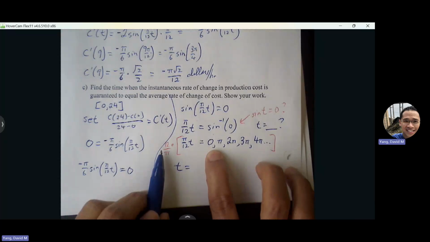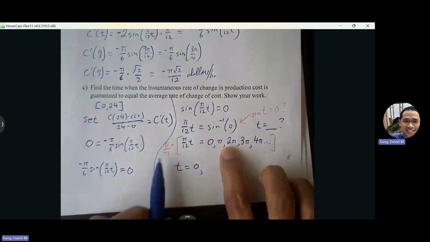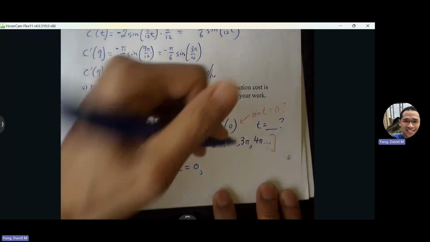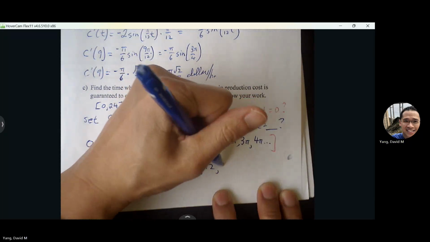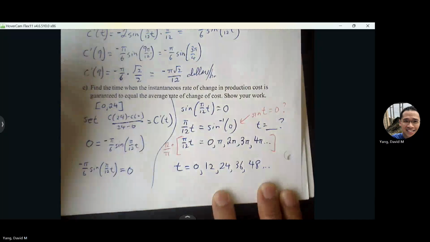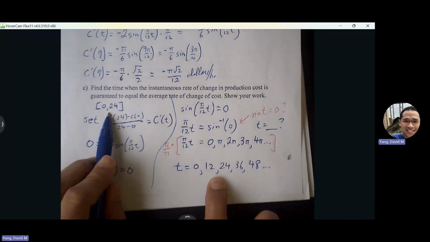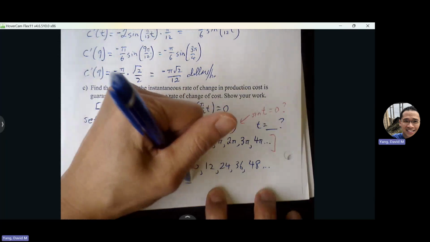So distribute this through. 12 over pi times 0 is still going to be 0. 12 over pi times pi is going to be 12, 24, 36, 48. But the only t-value that we're going to land between 0 and 24 is 12.